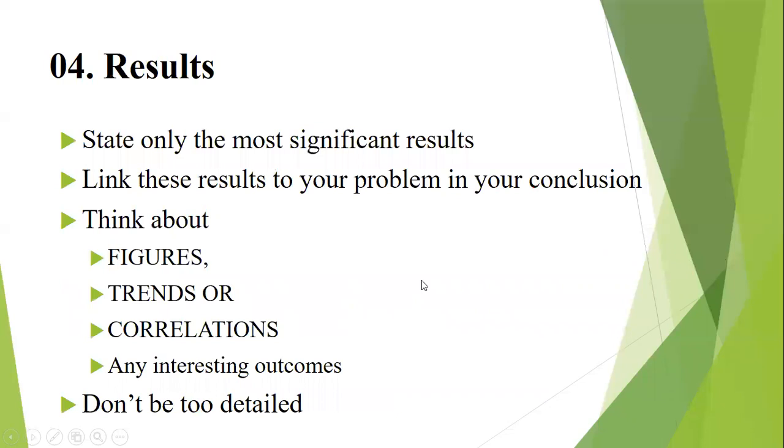Then let's discuss the results section. State only the most significant results in your abstract. Link these results to a problem in your conclusion. When writing the results, you have to think about figures, trends or correlations, and any interesting outcomes. And don't be too detailed. You should not include much detail when including your results in your abstract.